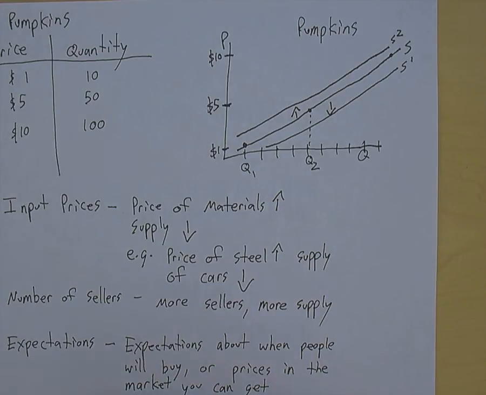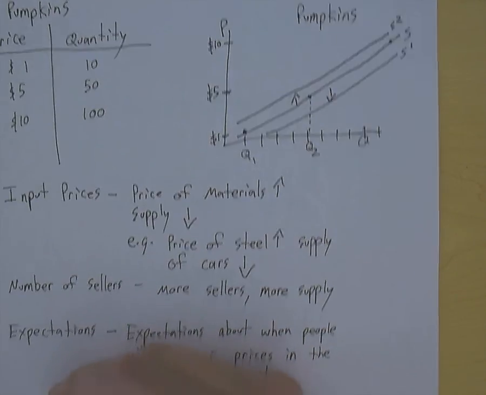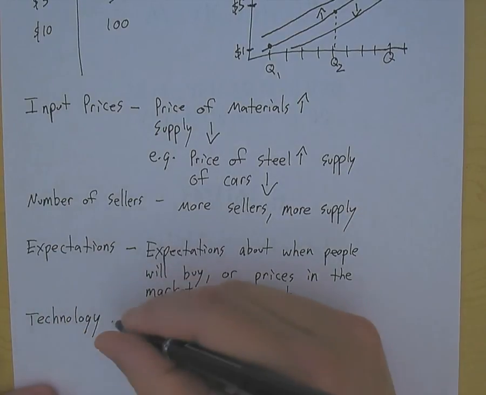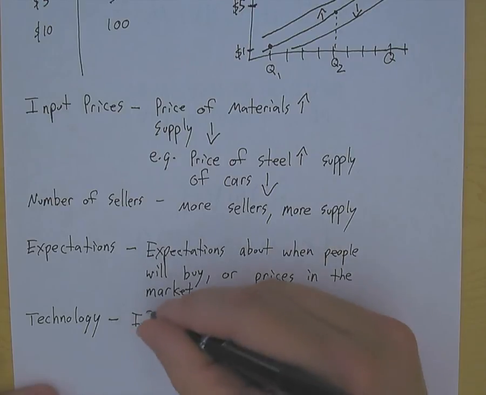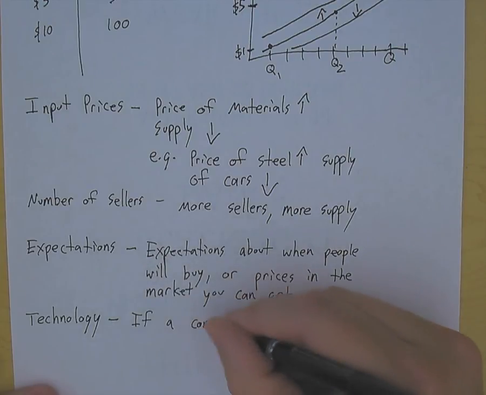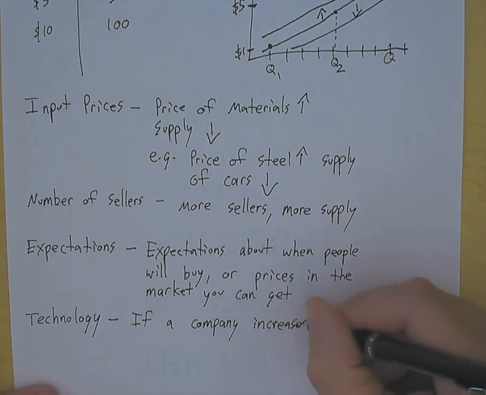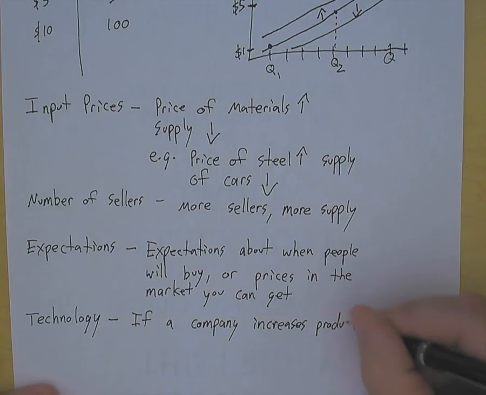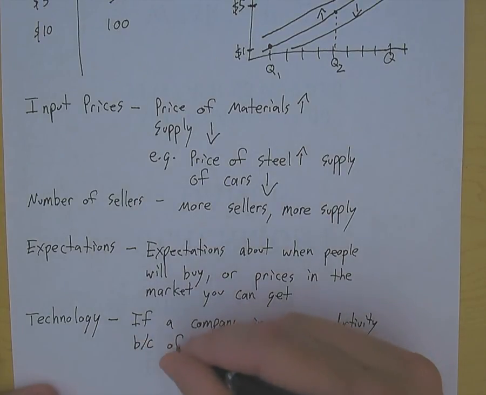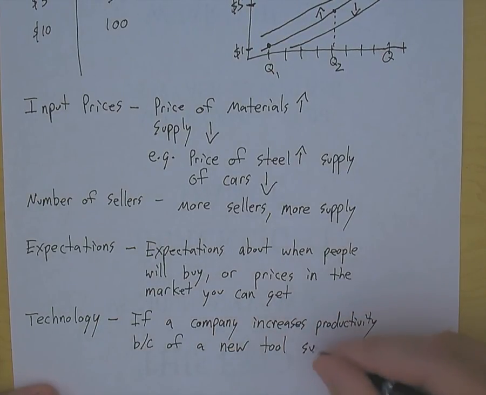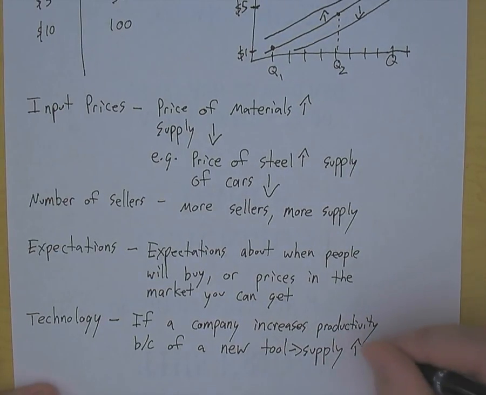And the last one is technology. Let me pull this up here. If a company increases productivity because of a new tool, then supply is going up.